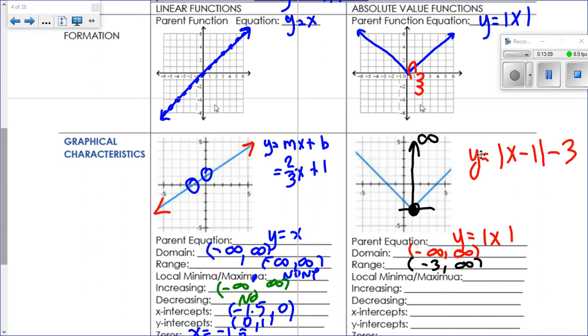And yes, there is a minimum. So we're going to underline that. Minimum is positive 1, negative 3.